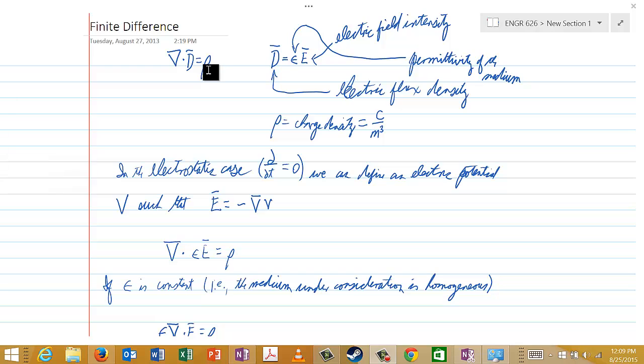And now the way that D, the electric flux density, is related to the electric field intensity, E, which is probably more familiar to you, is given by this equation. We see that D is equal to epsilon times E, where epsilon is the permittivity of the medium in which these fields exist. And here we just have a note that the units for rho, the charge density, are coulombs per cubic meter. So this is the amount of charge per volume.